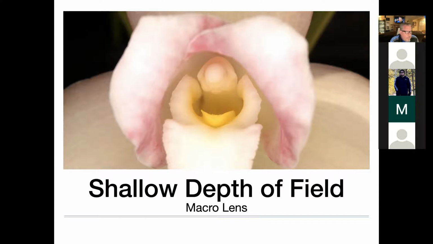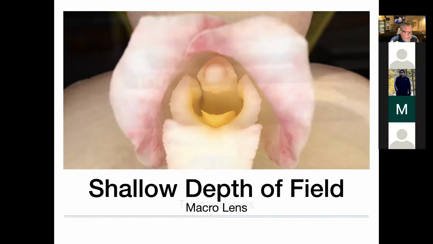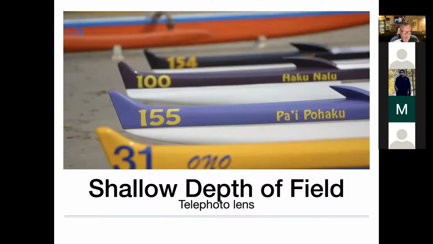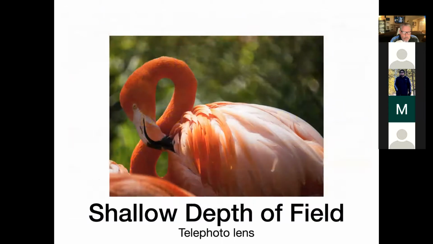Now, if you use the telephoto lens, again, we can get shallow depth of field where we have the subject in focus here and the background out of focus, to where I focus just on that canoe and the other canoes are out of focus. Same thing here with this flamingo, where I focused on the flamingo and the background behind it went really far out of focus.